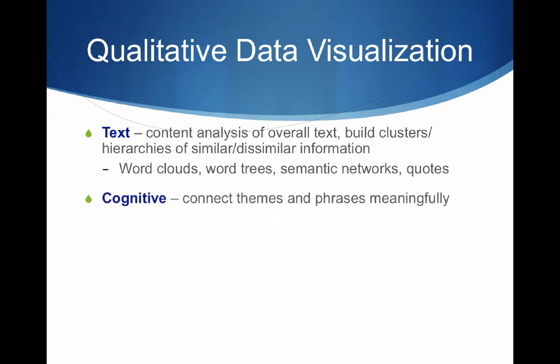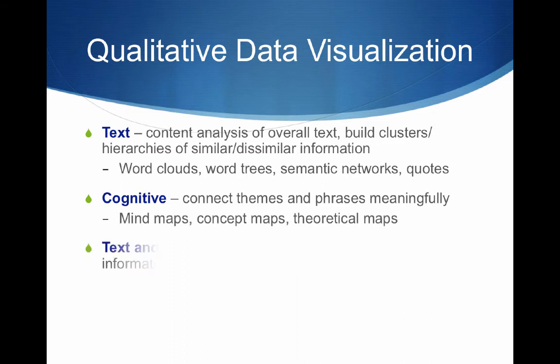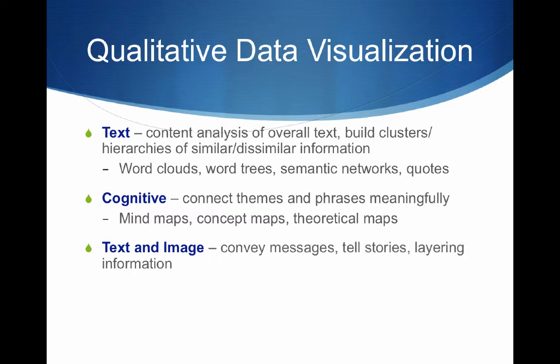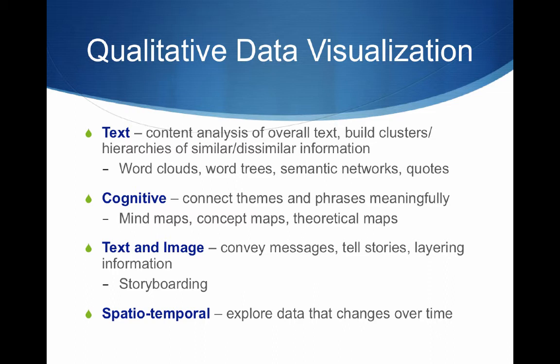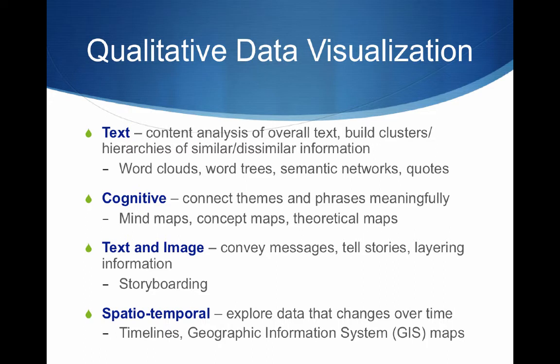In the cognitive area, you want to connect themes and phrases meaningfully. Things like mind maps, concept maps, and theoretical maps will help you here. Then with text and image, you can convey messages, tell stories by layering information. Things like storyboarding are helpful here. In terms of spatiotemporal areas, you can explore data that changes over time. Things like timelines, geographic information systems, or GIS maps.